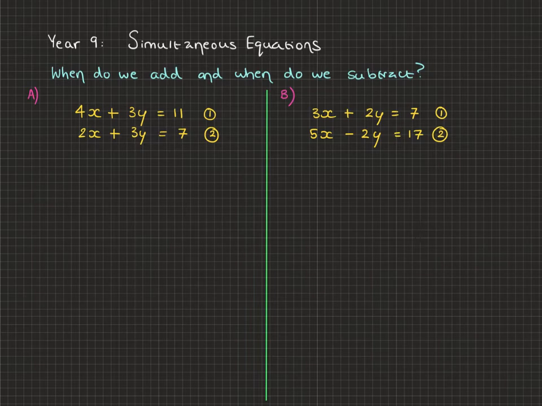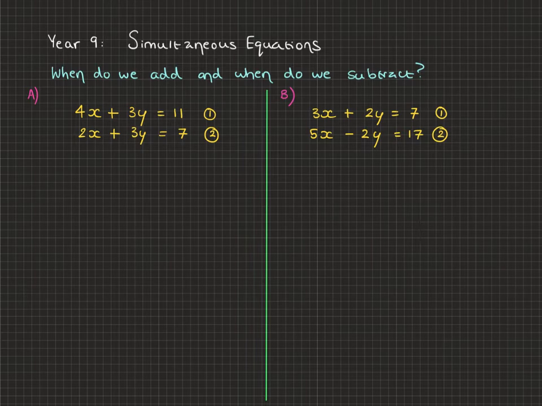Now in one of these sets, we have to add the equations to eliminate a variable, and in the other one, we have to subtract. If we get this wrong, we're not going to be able to solve the equation. So have a think, write down both sets, and see if you can work out which is the pair that we have to add and which is the pair that we have to subtract. Pause the video if necessary so you can think about this.